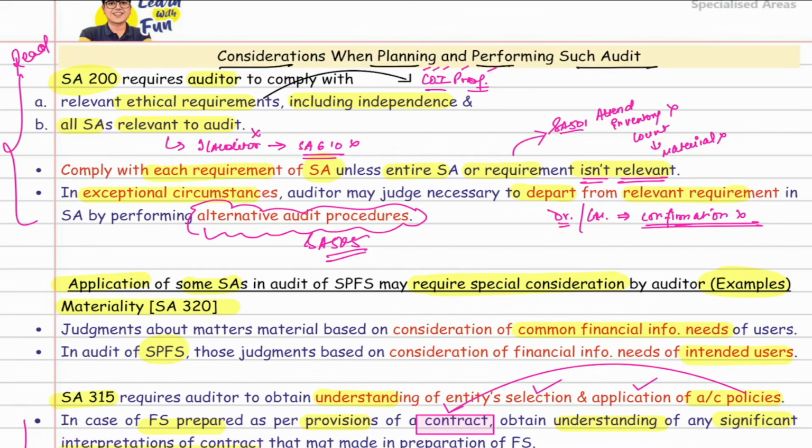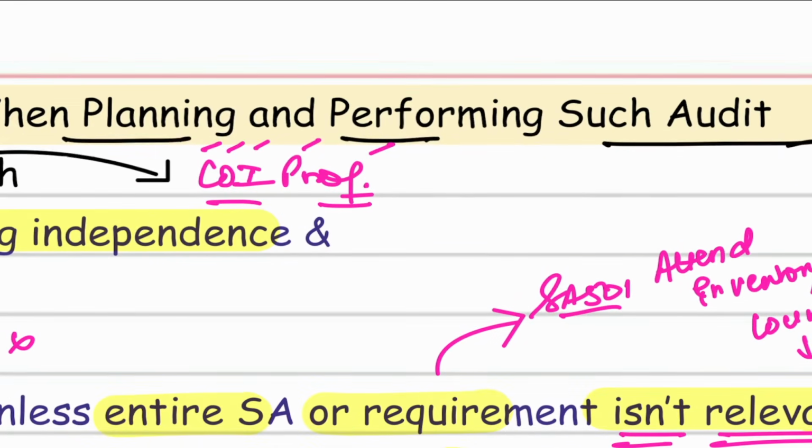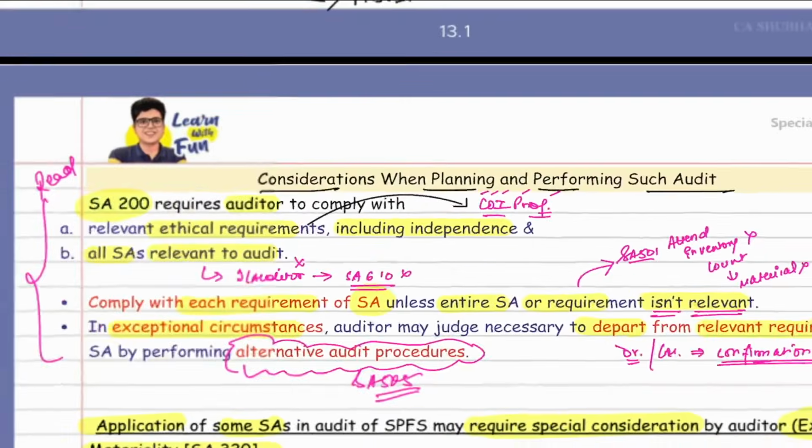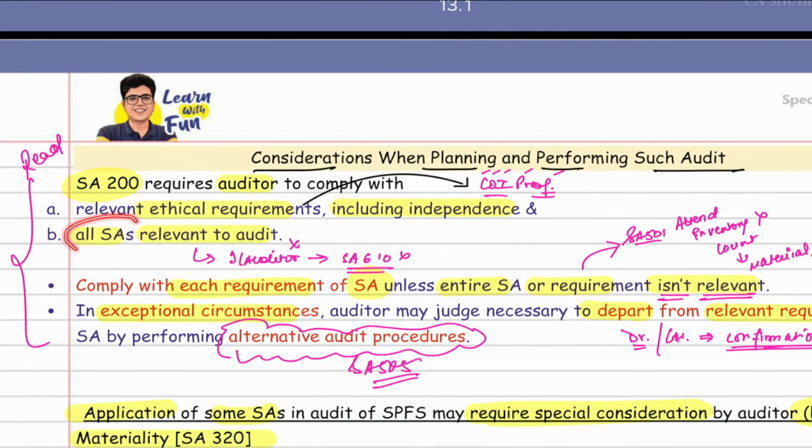What's given? Considerations when planning and performing the audit. First of all, SA 200 says that the auditor will comply with all the ethical requirements of independence. Ethical requirements mean what should be in every professional: confidentiality, objectivity, integrity, professional competence, due care, and professional behavior. Easy? Easy, sir. Plus, you need to comply with all the SAs relevant to the audit. So if there is no internal auditor, SA 610 is not applicable.